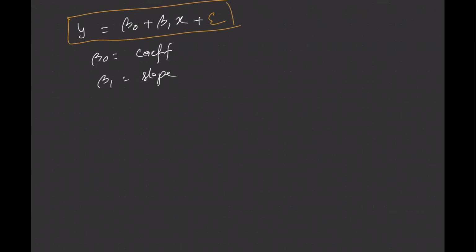Now beta 0 is a coefficient, beta 1 is the slope, this is also a coefficient. So these two coefficients basically determine how the line is going to look like. And there's one more term which we're going to add, it's called epsilon. So this entire thing will become the equation for linear regression. And we'll try to understand why that term has been added. This is called the error.